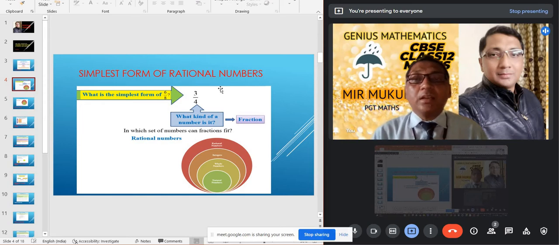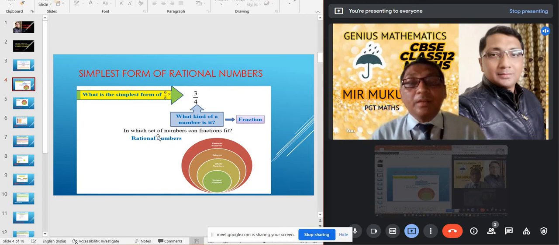Now, simplest form of rational number. So, what is the simplest form of 6 by 8? 6 and 8, both we can divide by 2. Is it or not? So if we divide 6 by 2, then we'll get 3. If we divide 8 by 2, then we'll get 4. What kind of number is it? It is a fraction. Now in which set of numbers can fraction fit? Answer will be rational number.